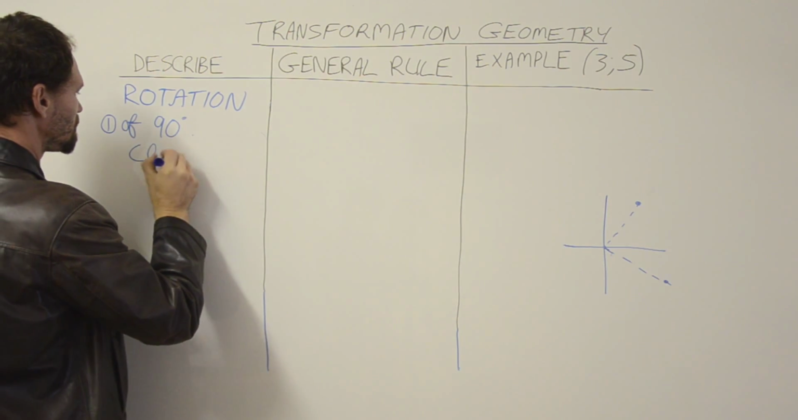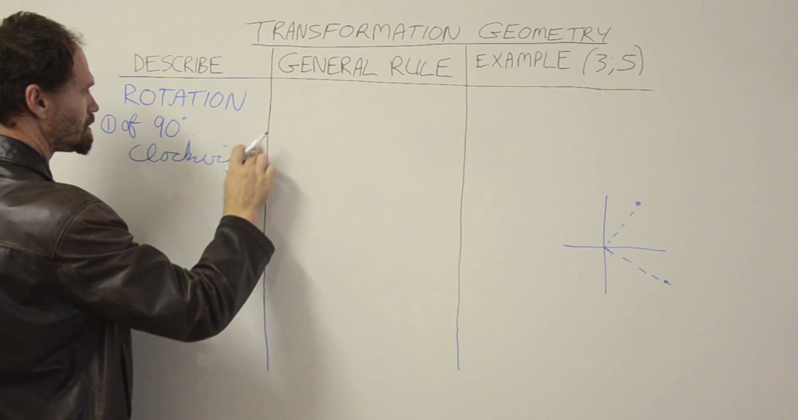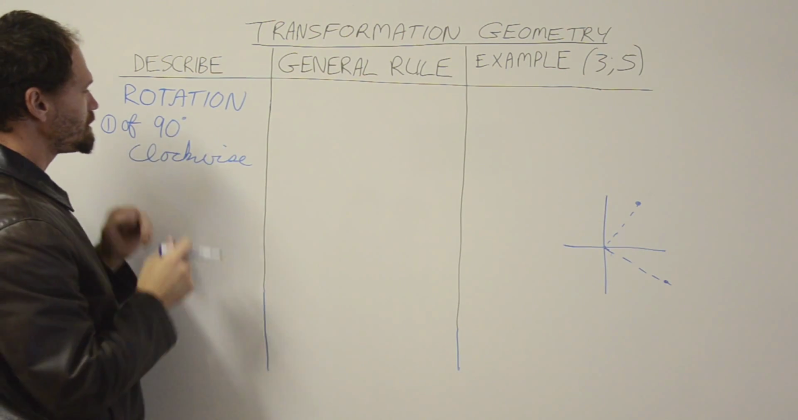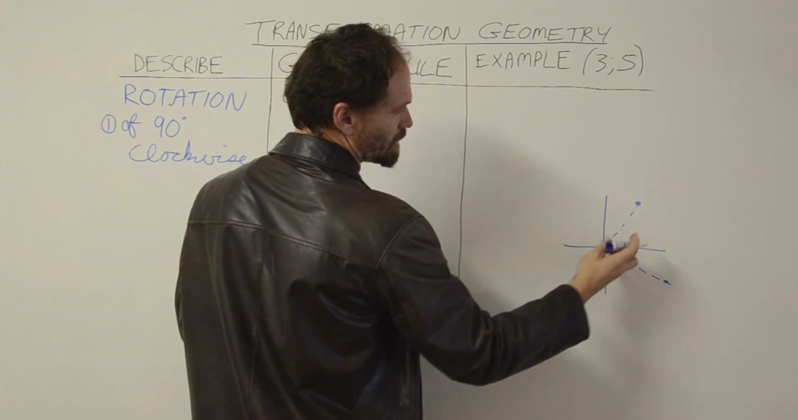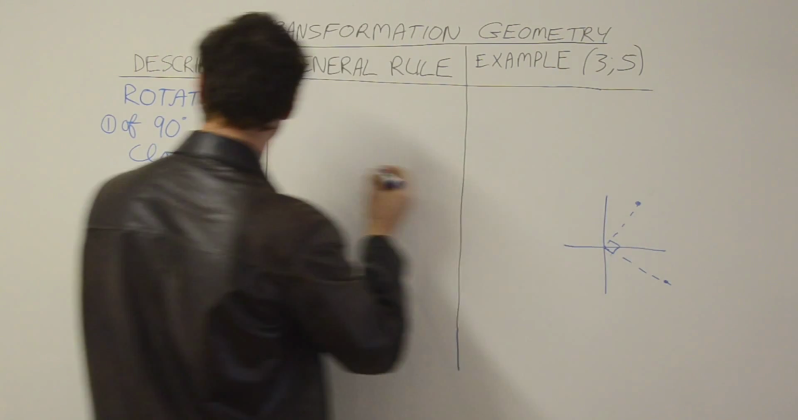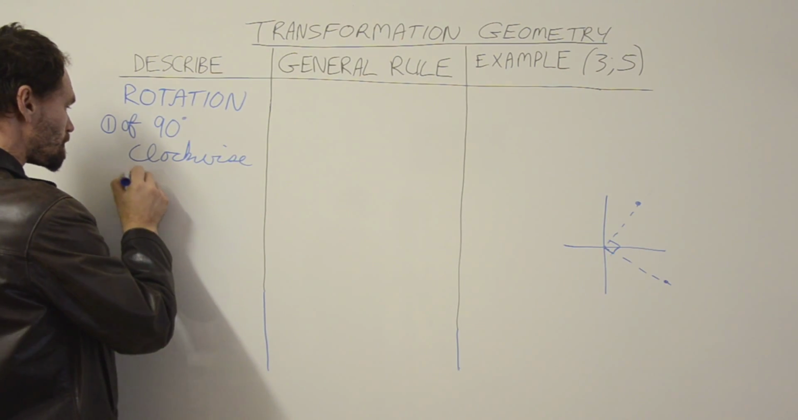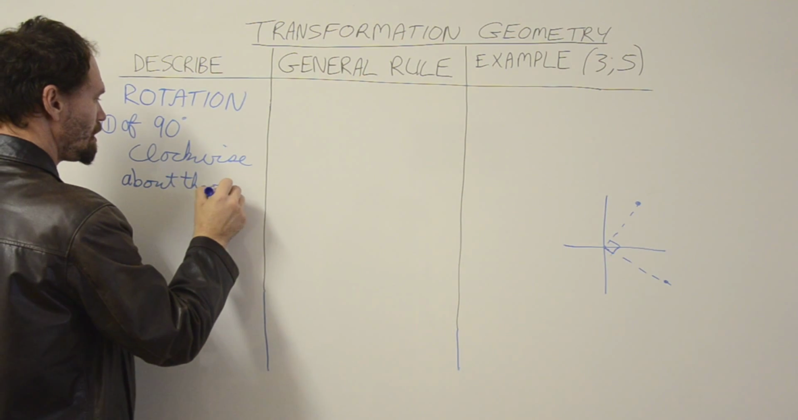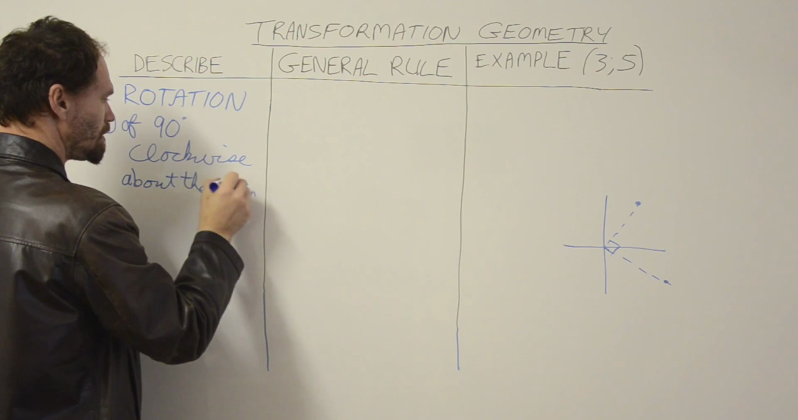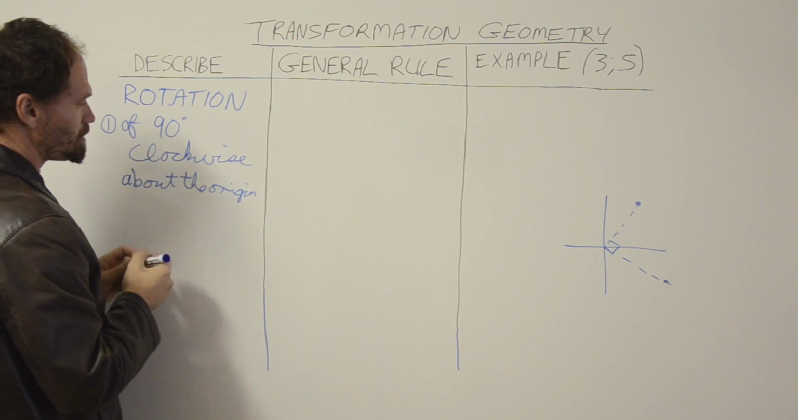90 degrees clockwise. Alright? So, 90 degrees clockwise, which means that point rotates at 90 degrees about the origin. I have to say all my rotations are about the origin. Alright? Rotation of 90 degrees about the origin.